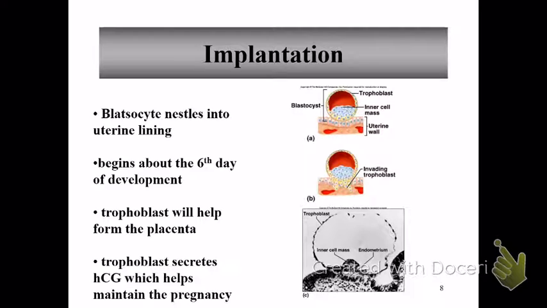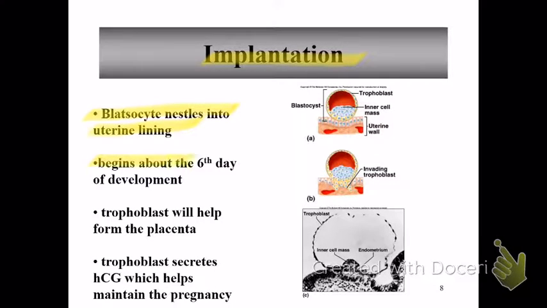And now the baby is going to implant. It's going to stick to the uterine wall. Think about the uterine wall like Velcro. And that zygote is going to stick in there. But it's not the zygote. You want to know it's the blastocyst. Nestles into the uterine lining. That is implantation. So highlight all of that.